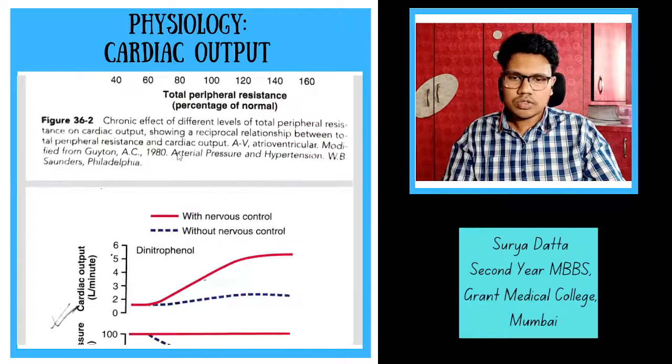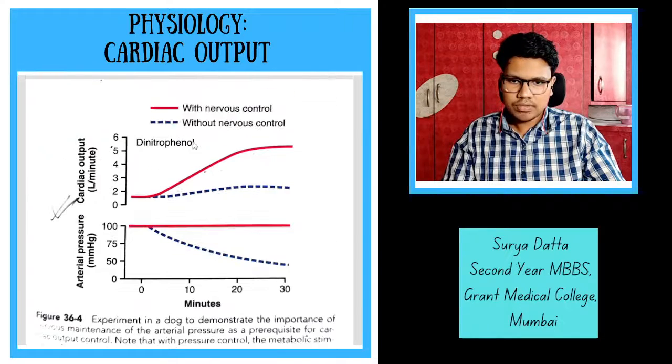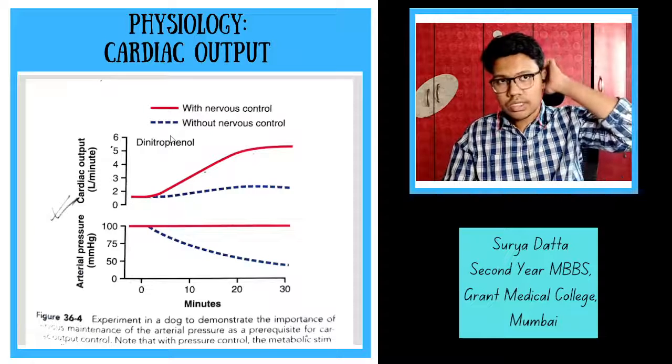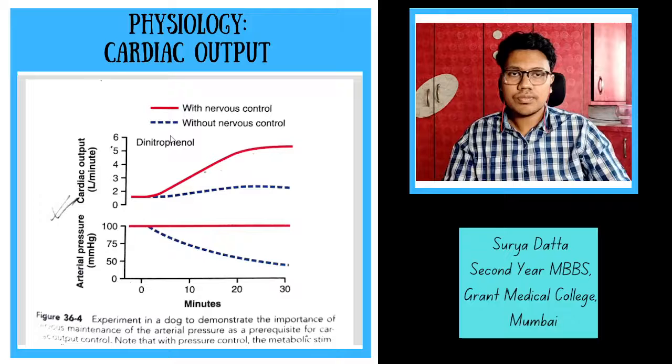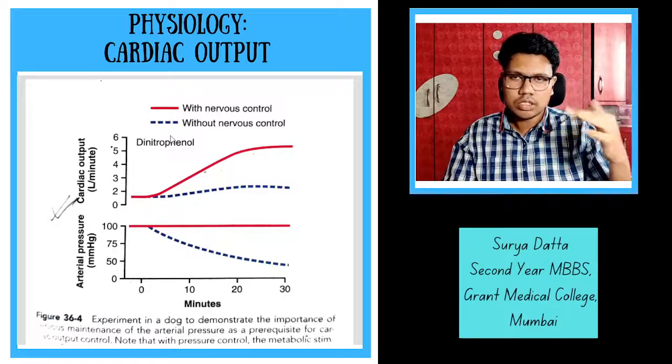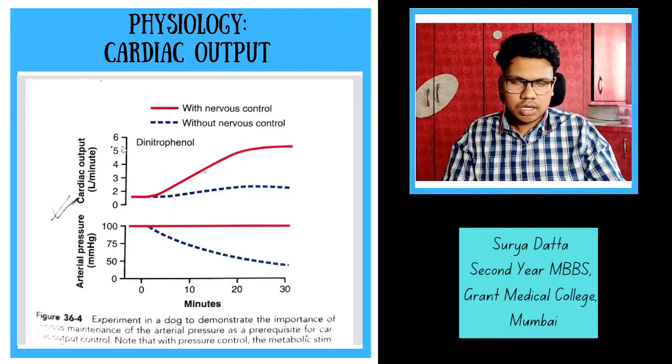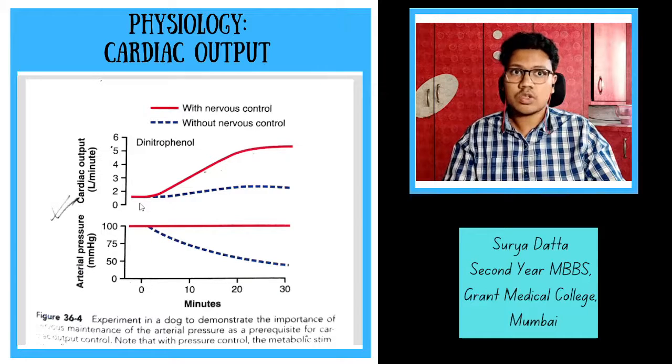Okay, I'm going to talk to you about this experiment I have here. Dinitrophenol is basically a drug that is going to increase the metabolism of the tissues a lot, I think like 4 or 5 times, which basically means that the peripheral resistance will increase dramatically, right? So, sorry, it will decrease. If the metabolism increases, there's going to be secretion of a lot of vasodilatory factors, which will cause vasodilation, which decreases the peripheral resistance.